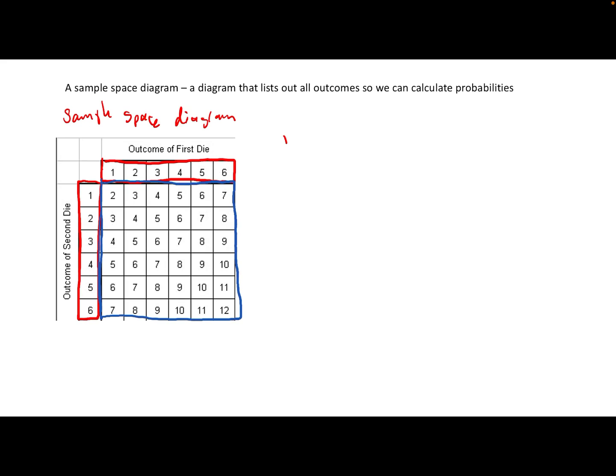So the probability of scoring a 5 is equal to 1, 2, 3, 4 out of 36. Now I can simplify that if I want to. In probability, you don't have to. Unless the question says that you need to simplify it, you don't need to. So I'm not going to bother.